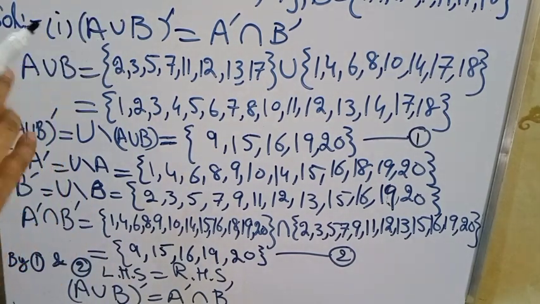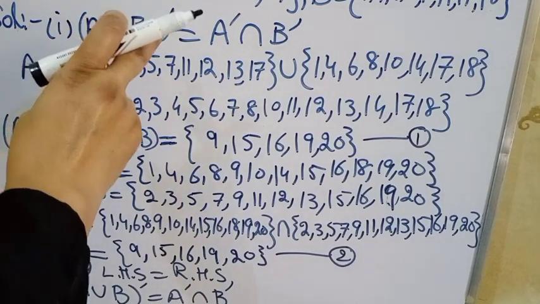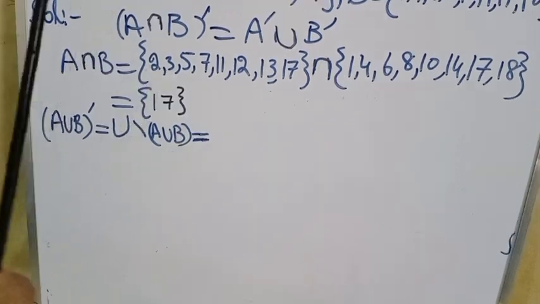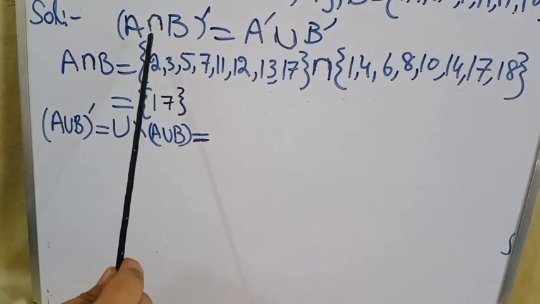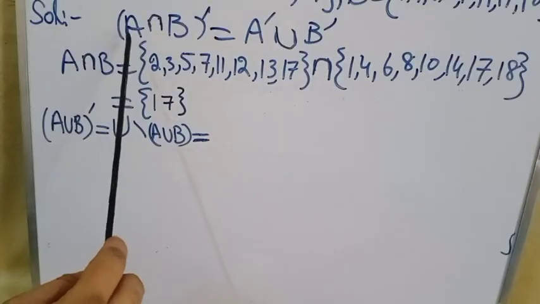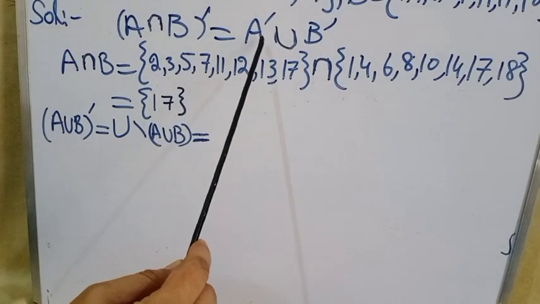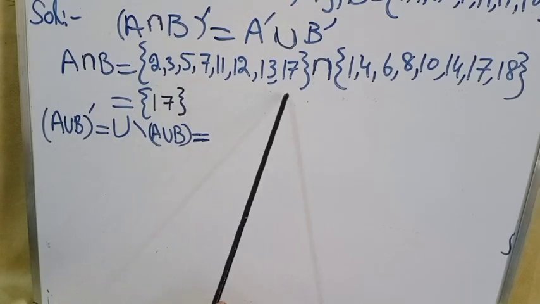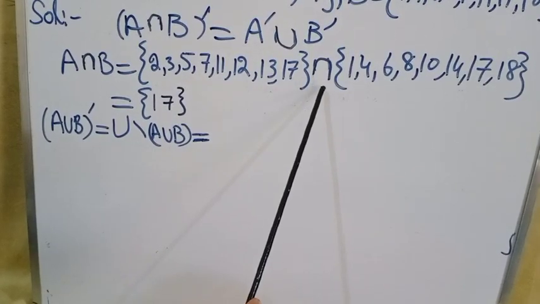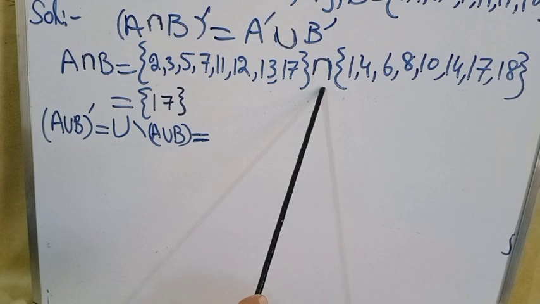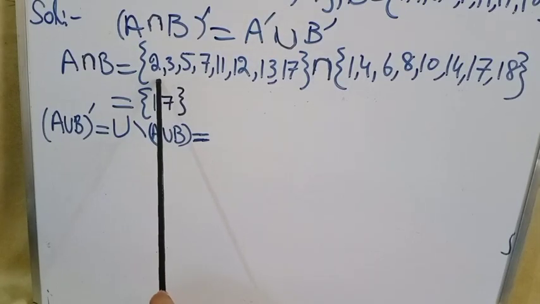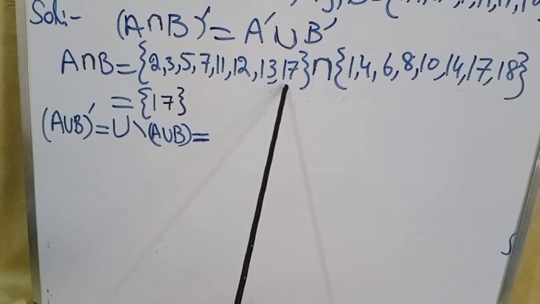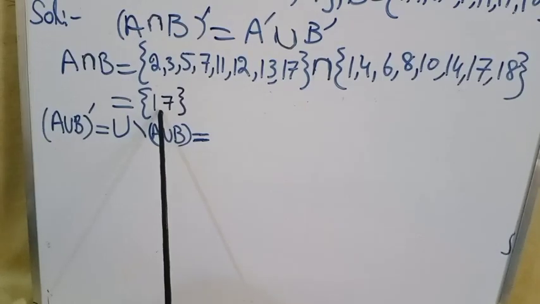And we have to find the other theorem, A intersection B whole complement is equal to A complement union B complement. We have to find the other part, the other De Morgan's law for these sets. A intersection B: we have set A and set B and we have to find their intersection, the only common elements in both sets. We check them one by one and observe that the only common element is 17. So we write it here.